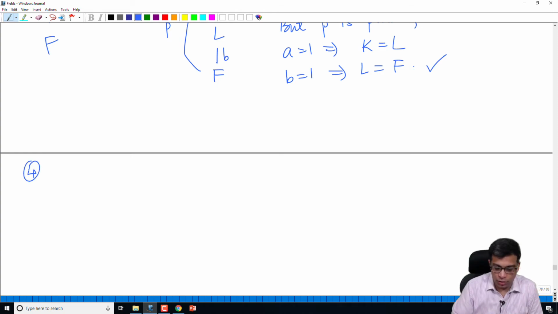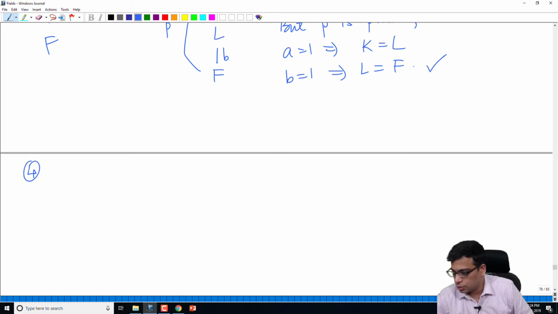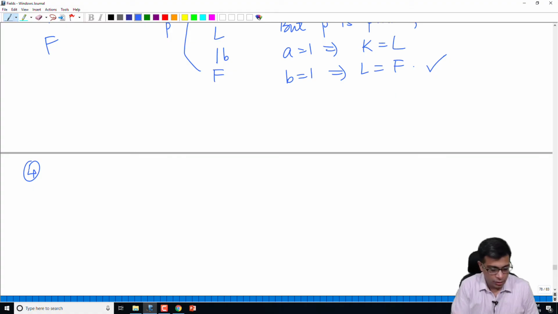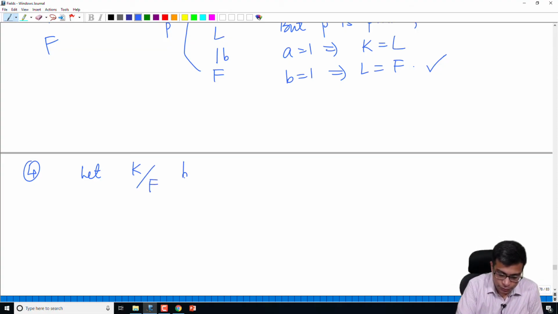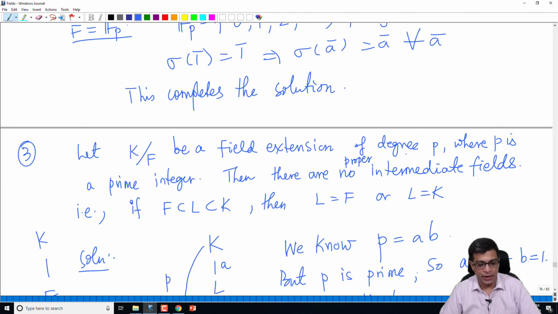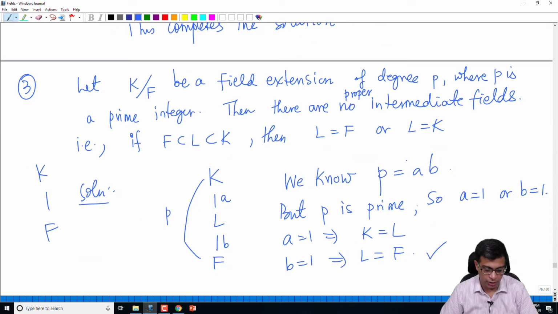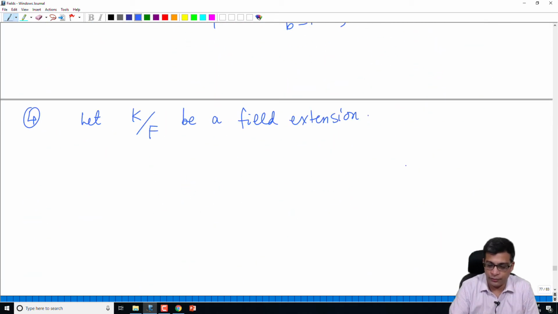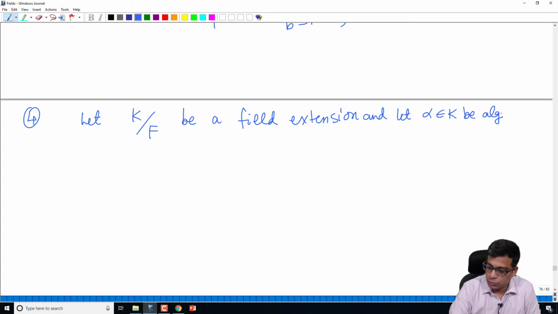So let me do one more example in a similar flavor. Let K over F be a field extension. So the previous problem and this problem are characteristic independent. I am not assuming anything about what the prime field is. It works for any prime field. Let K over F be a field extension and let alpha in K be algebraic over F.